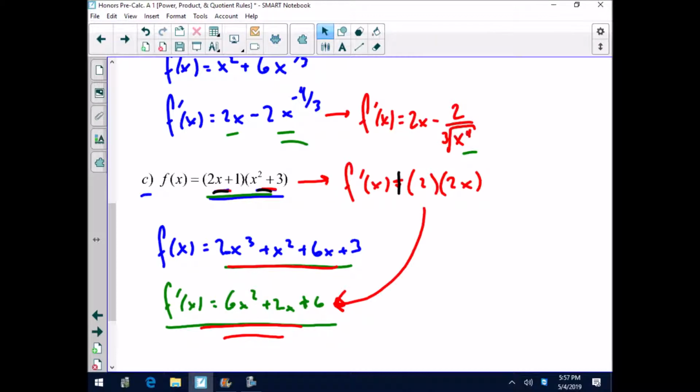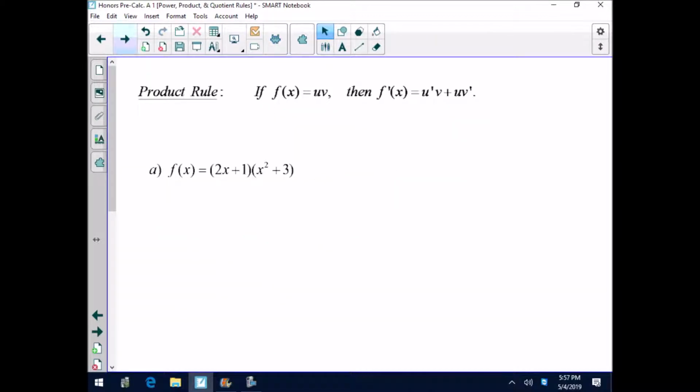And this leads us to our product rule. Now right here, what we're saying is if we have a function that is the product of two variable expressions, two expressions involving x, in this case we'll call those expressions u and v, right? Then the derivative of this function is going to be u prime v plus uv prime, or the derivative of the u expression times our v expression plus our u expression times the derivative of our v expression.